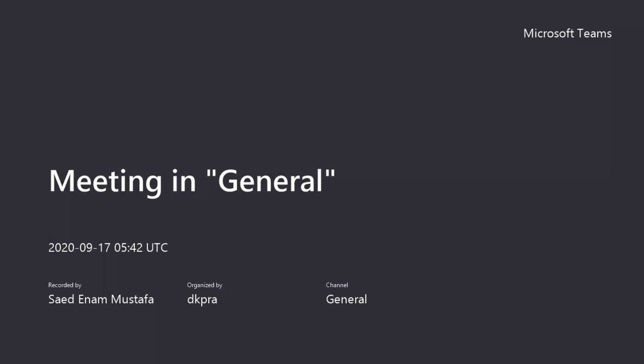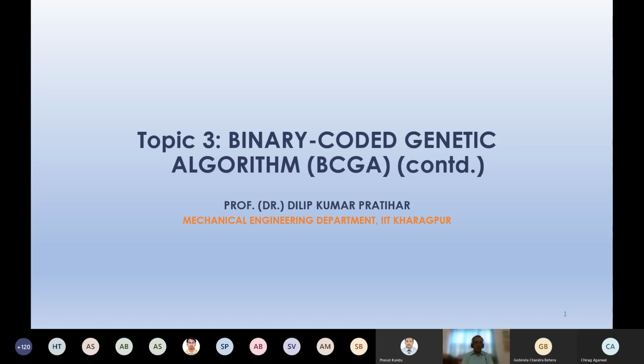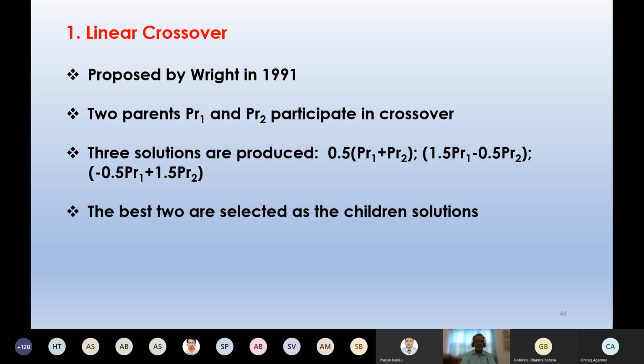the operators. The oldest one is the linear crossover. And the principle of linear crossover is very simple. So I'm just going to discuss the principle of the linear crossover operator. Now the concept of linear crossover in real coded GA was proposed by Wright in the year 1991.